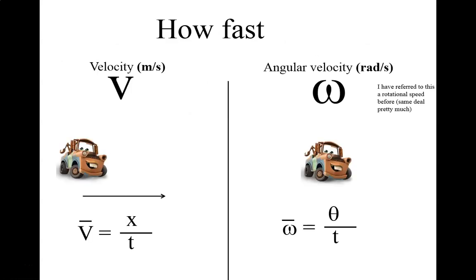So here we've got velocity. Average velocity equals displacement over time. Average angular velocity, or rotational velocity, equals angular displacement over time. So theta over t. Average velocity, average velocity.